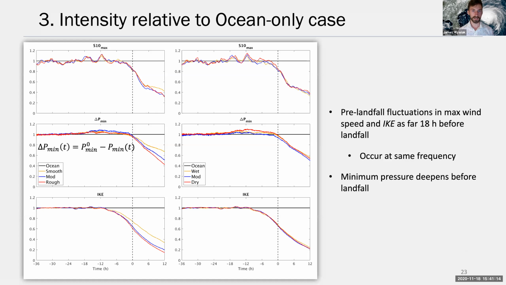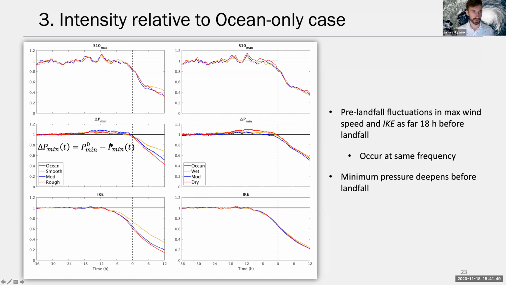So I want to go back to that first plot I showed of intensity, using the S10 max metric, delta P min, which is essentially the pressure deficit from the initial minimum pressure of the initial vortex, and then IKE on the bottom. All of these plots are normalized by the ocean-only case. Additionally, values larger than 1 mean that the landfalling cases are stronger.